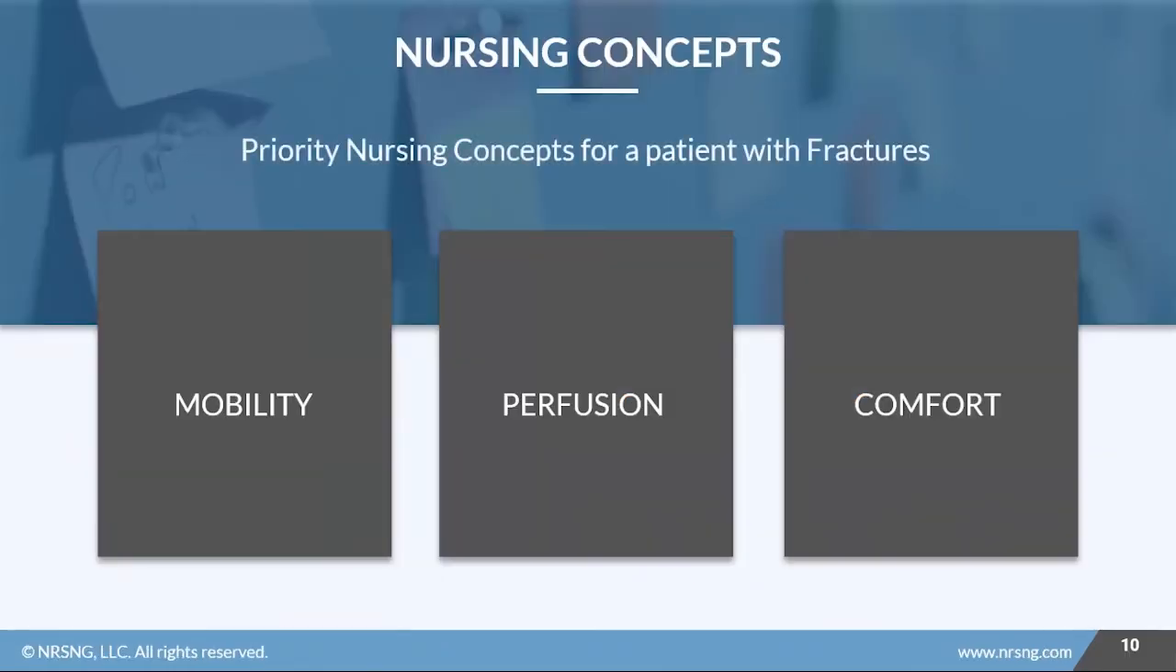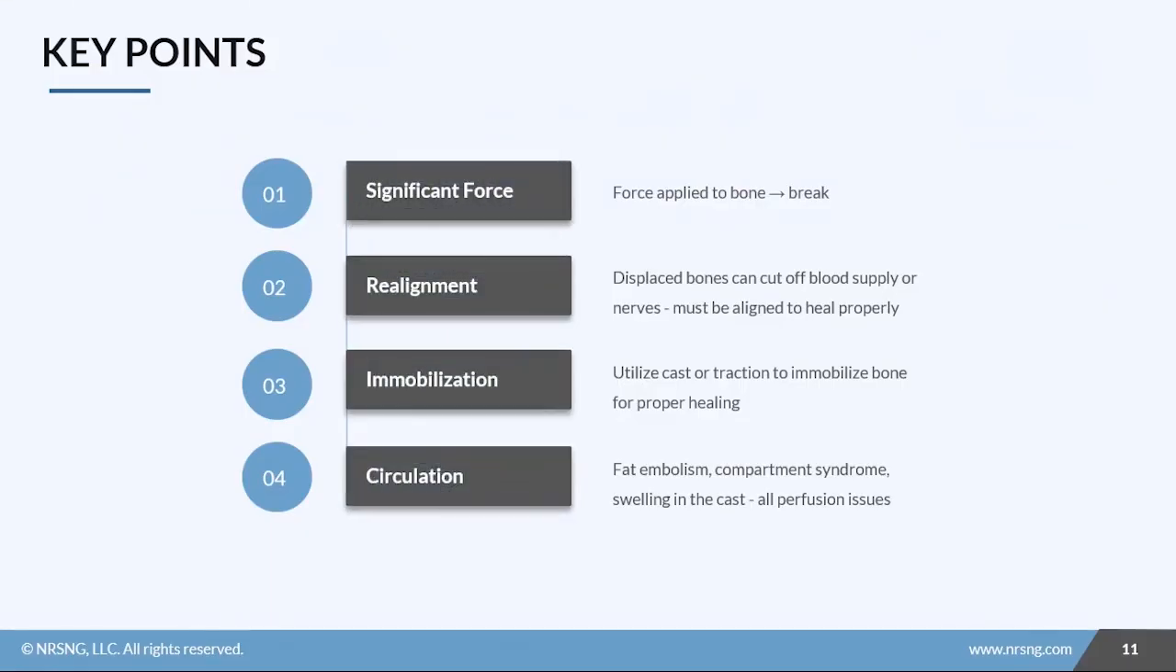Now, this should be pretty obvious to you by now with everything we've talked about, but the priority nursing concepts for a patient with a fracture are mobility, or specifically alignment and immobility of the fracture, perfusion because of the risk for impaired circulation distal to the injury, and of course, comfort because we want to address any pain that the patient has. So just to recap quickly, fractures occur when a significant force is applied to the bone and causes it to break. We want to make sure the bone gets realigned because displaced bones can cut off blood supply or even nerves. So they have to be aligned properly to heal. We want to immobilize them for proper healing because the more they shift, the longer it's going to take for it to heal.